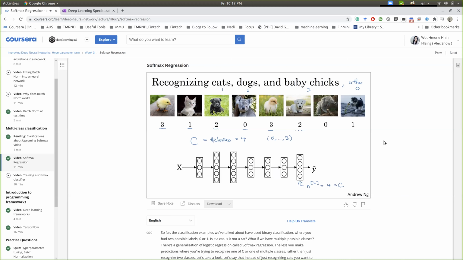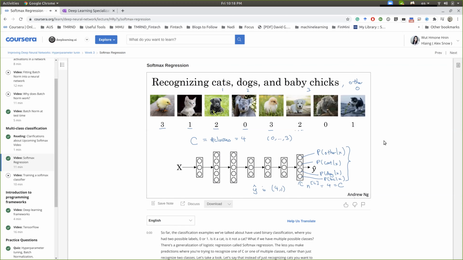And what we want is for the units in the output layer to tell us the probability of each of these four classes. So the first node is supposed to output the probability that it's the other class given the input x, this will output the probability that it's a cat given x, this will output the probability that it's a dog given x, and that will output the probability of a baby chick, which I'm going to abbreviate as BC, given the input x. So here, the output label y hat is going to be a 4 by 1 dimensional vector because it now has to output 4 numbers giving you these 4 probabilities. And because probabilities should sum to 1, the 4 numbers in the output y hat should sum to 1.